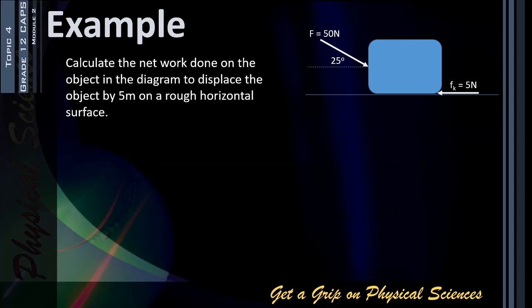Calculate the net work done on the object in the diagram to displace the object by 5 meters on a rough horizontal surface. On a rough horizontal surface, this means that there's friction involved, and you can see in the diagram that kinetic friction of 5 Newton is involved. You can also see in the diagram that you have a force applied of 50 Newton at an angle of 25 degrees to the horizontal.